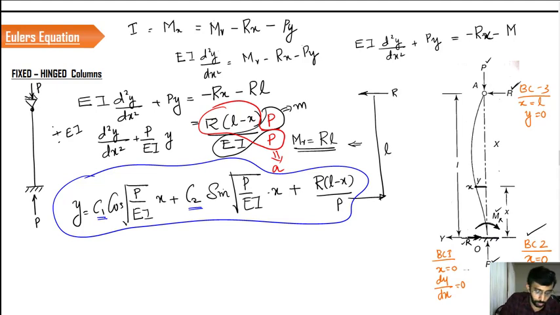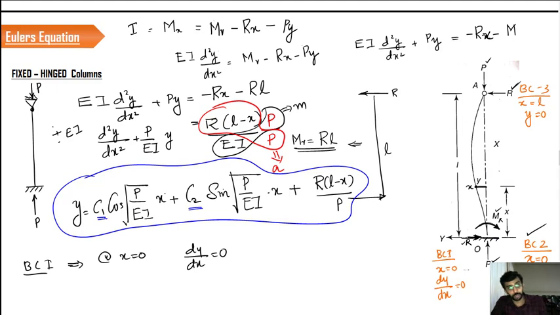If we substitute the first boundary condition, that is at x equal to 0, dy by dx has to be equal to 0. After differentiating this equation for y and substituting x is equal to 0 and dy by dx is equal to 0, this is going to give you the value of C2 as R by P into root of P by EI.